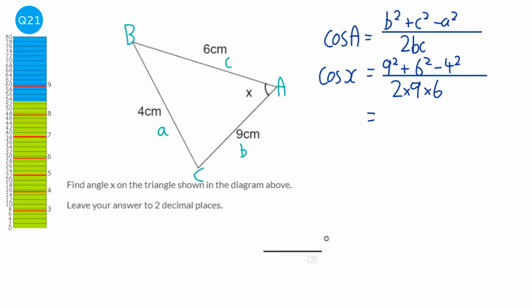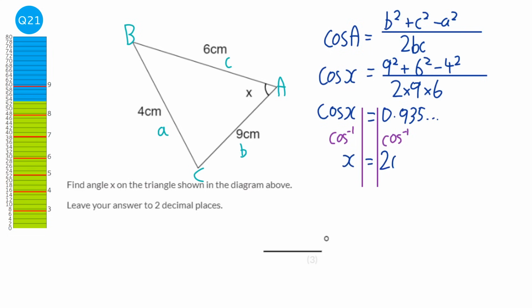And when you do that on the calculator, you get 0.935 blah blah blah, but that's what cos x equals. So if we try and solve that now, all we need to do to both sides is the inverse cos. So we're just going to do the inverse cos of 0.935 etc. on the calculator, and that gives us 20.741 blah blah blah, and it wants 2 decimal places, so that's going to be 20.74.